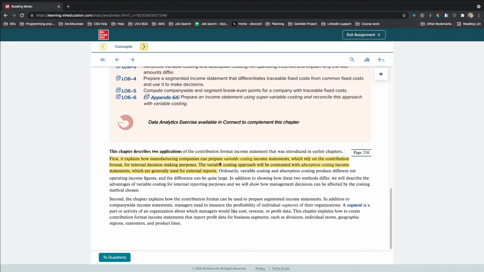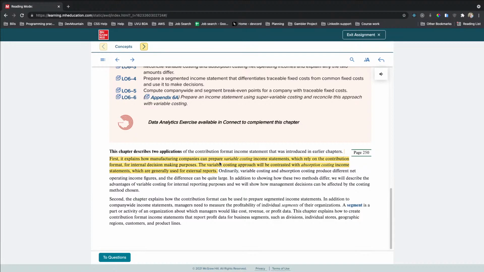Second, the chapter explains how the contribution format can be used to prepare segmented income statements. In addition to company-wide income statements, managers need to measure the profitability of individual segments of their organization. A segment is a part or activity of an organization about which managers would like cost, revenue, or profit data. This chapter explains how to create contribution format income statements that report profit data for business segments such as divisions, individual stores, geographic regions, customers, and product lines.